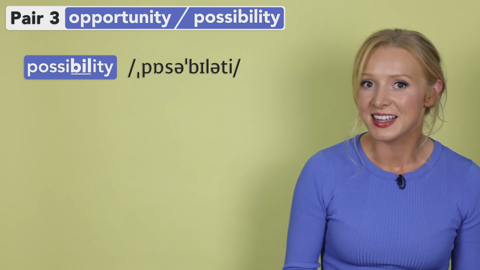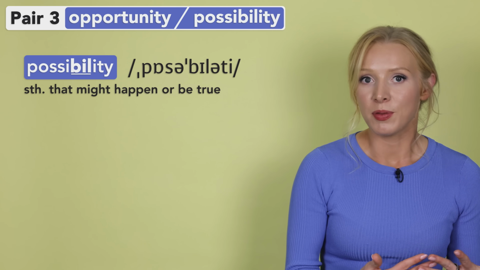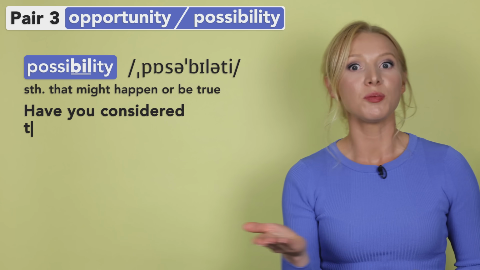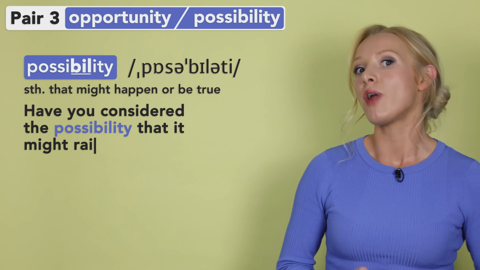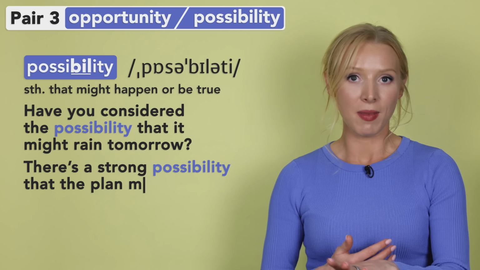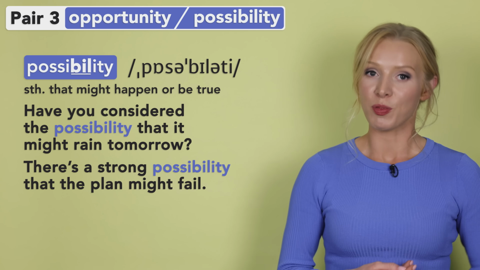A possibility is something that might happen or might be true. For example, have you considered the possibility that it might rain tomorrow? Or there's a strong possibility that the plan might fail. Let's see an example with both words.